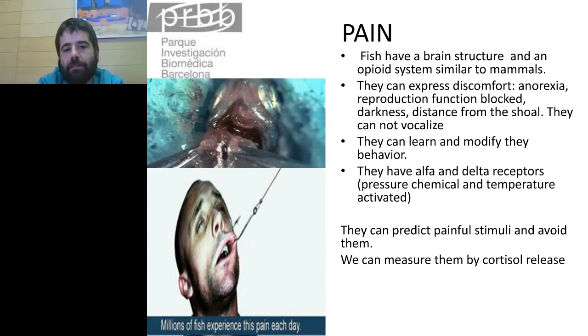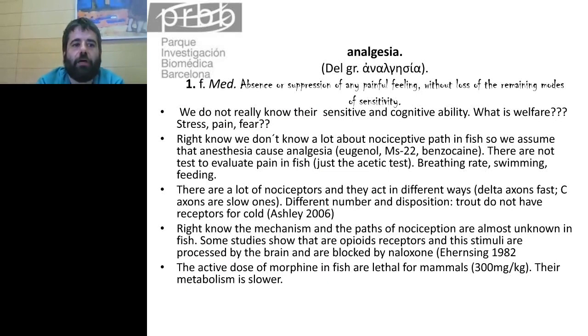So just keep in mind that we have to change our mentality and try to think in a fish way. They can also learn and modify their behavior, so they can predict the painful stimuli and avoid them. But we have a real problem with the pain in fish, because we are not sure which kind of pathways they are working with and exactly how the analgesic products work in fish. Usually, to test the analgesia in fish, the acid test has been used, but it's just about the chemical nociceptors. So some protocols with analgesic products have been set up nowadays, but we still don't know if they are really useful or how useful they are.